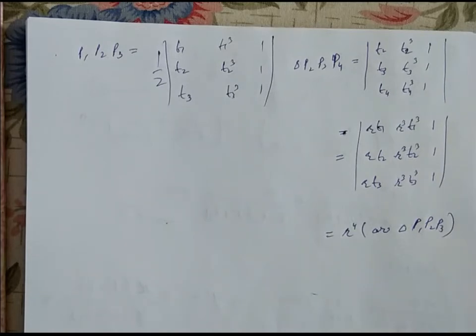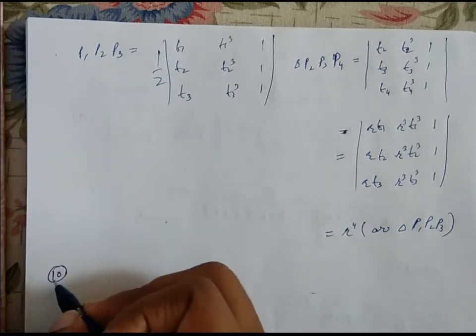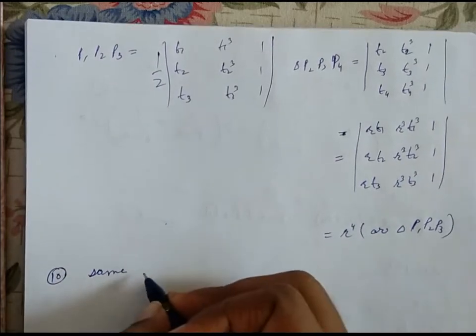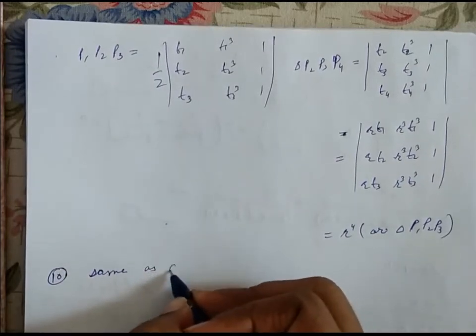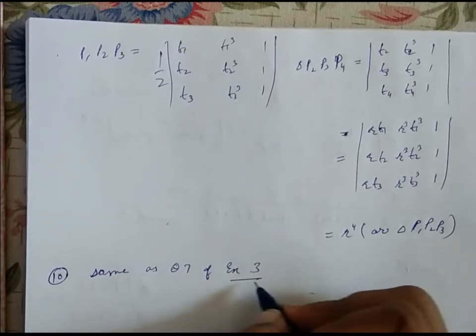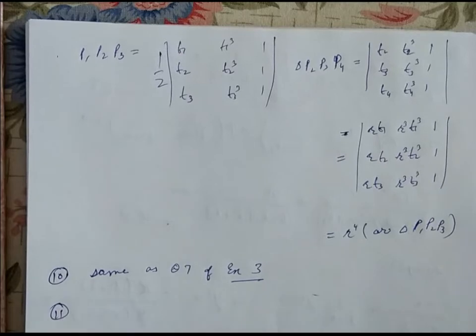If the tangent at A, B to the curve meets the curve again at A1, B1, then prove that this. So question number 10 is the same as question number 7 of the same exercise. Okay, move on to the next question, question number 11.